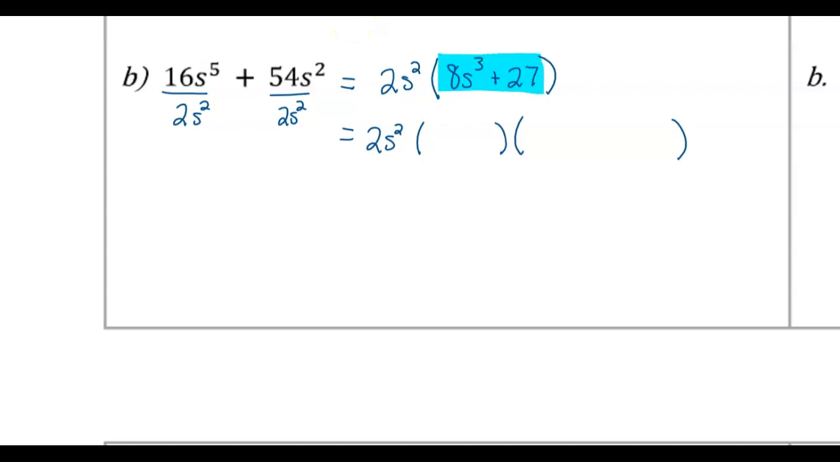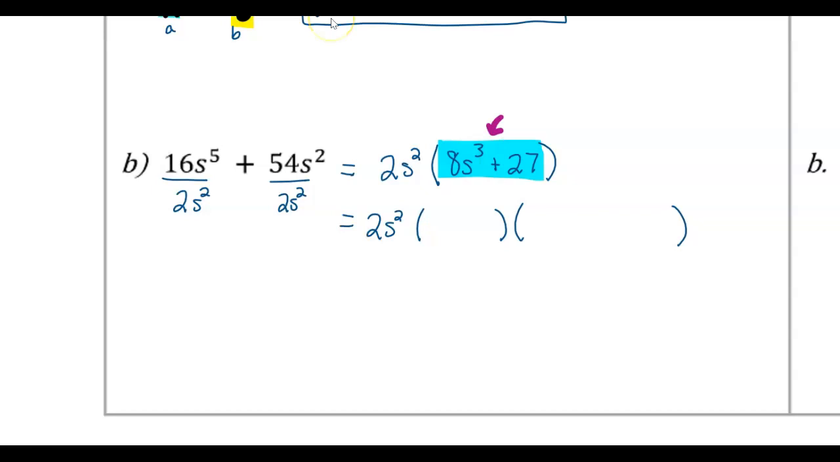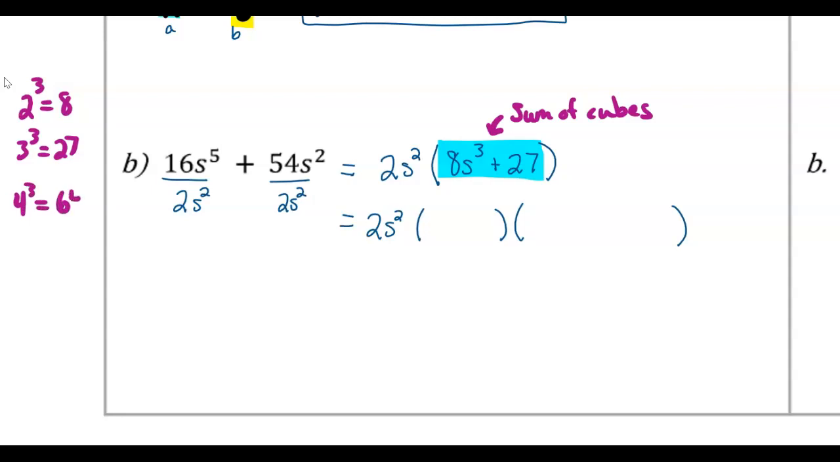This is a sum of cubes. How do I know this is a sum of cubes? Hopefully you will get better as we go at recognizing when something is a number that is cubed. You could even just write down 2 cubed is 8, 3 cubed is 27, 4 cubed is 64, 5 cubed is 125, 6 cubed, I'm pretty sure, is 216, and so on. There are just some that you can recognize.